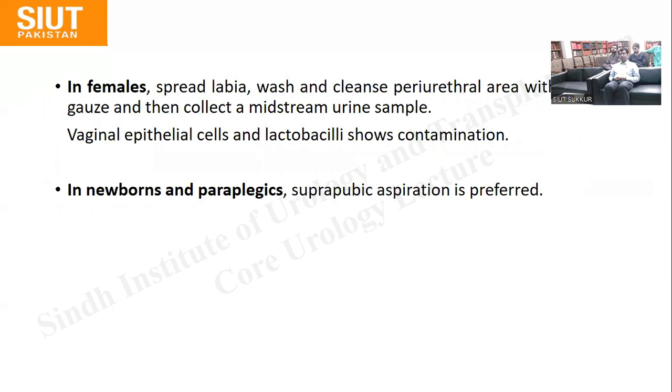In females, spread the labia, wash and cleanse the periurethral area with soap and water, clean it with gauze, and then collect a midstream urine sample. Vaginal epithelial cells and lactobacilli can show contamination. In newborns and paraplegic patients, suprapubic aspiration is preferred. Again, a collection bag can also be used properly.